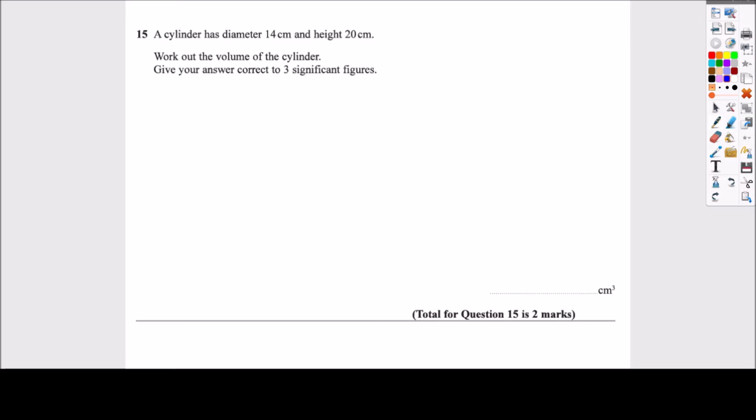Question 15. So we've got a cylinder. Okay, we're told that the diameter is 14. That's the length all the way across the circle through the centre. And the height of the cylinder is 20. And we've been asked to work out the volume.